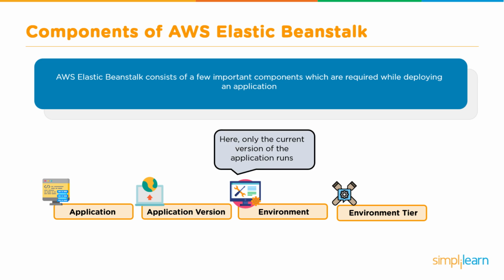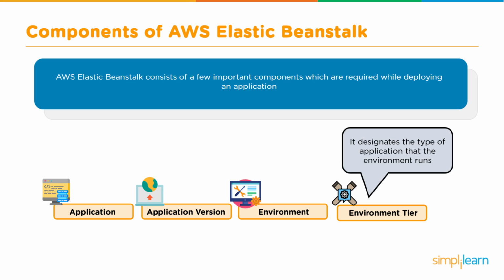The third most important component is the environment. In the environment, only the current version of the application runs. Now remember that Elastic Beanstalk supports multiple versions as well, but using the environment, you can only run the current version of the application. If you want another version of an application to be running, then you have to create another environment for that.